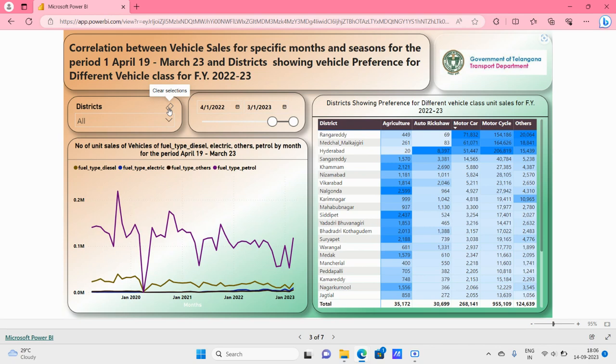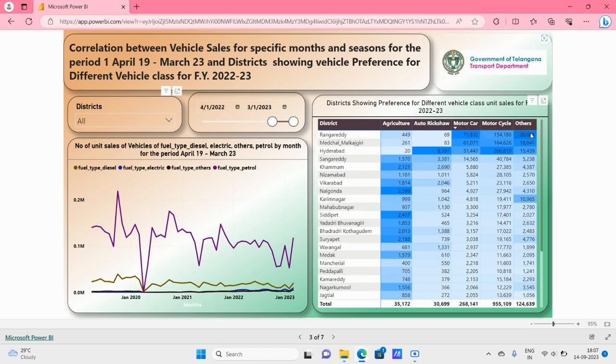Now we will go to the preferences of different vehicle classes. The first two vehicle classes which have maximum sales are the motorcycle first, and then the motor car. The motorcycle is nearly 9.5 lakhs and the motor car is 2.68 lakhs. And the three districts which have the highest sales for motor car and motorcycle are Rangareddy, Malkajgiri, and Hyderabad.